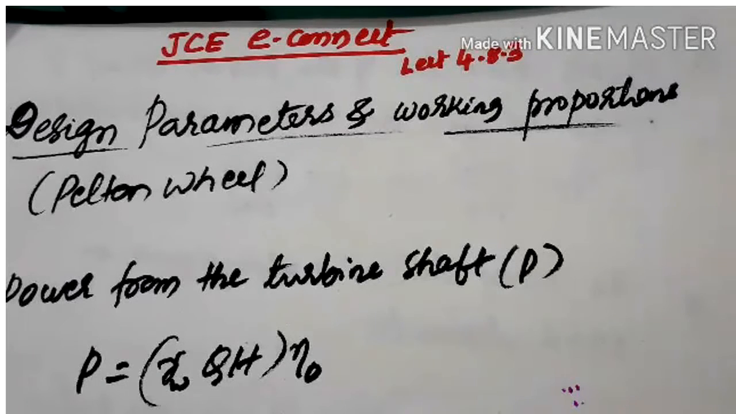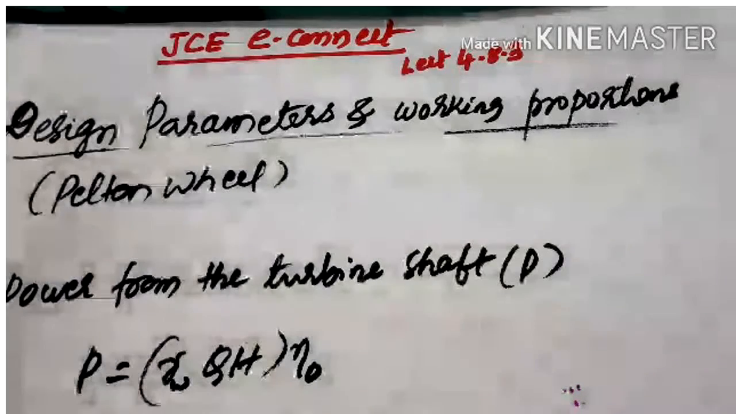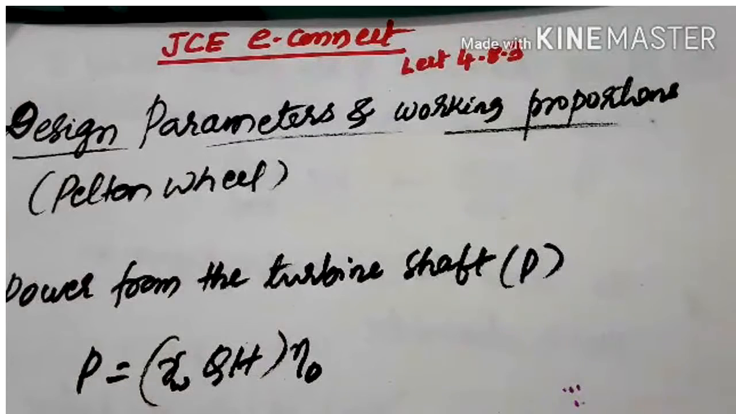So in the previous class we solved work done and efficiency of a Pelton wheel. We solved it by drawing a velocity triangle, and we derived the equations: the force exerted by the jet on a Pelton wheel bucket, the work done by the jet, the efficiency, and the condition for maximum efficiency. We calculated all this in the previous class.